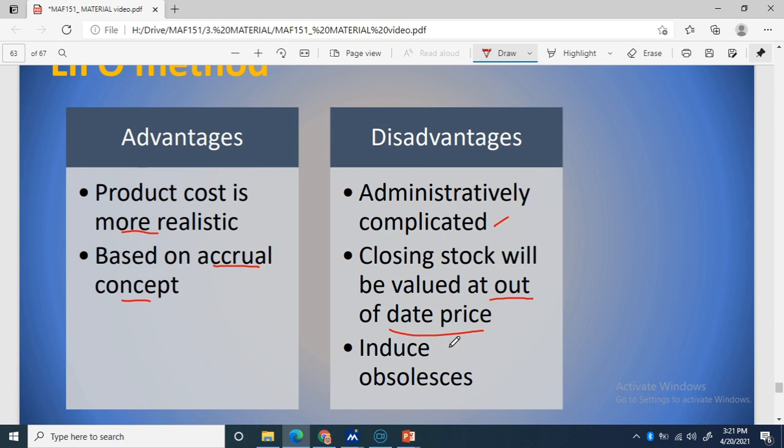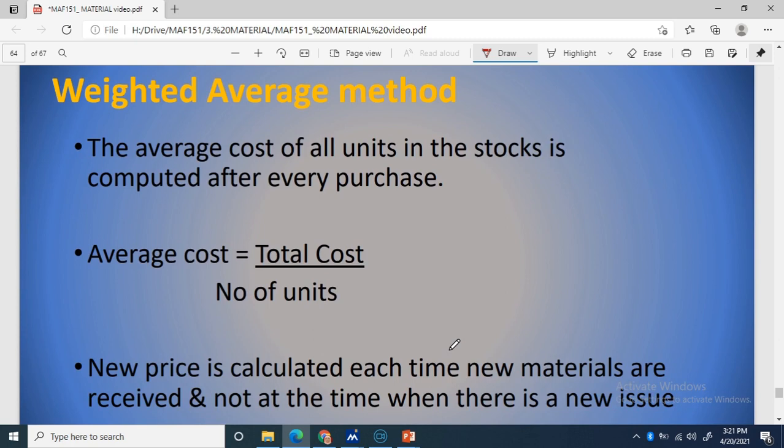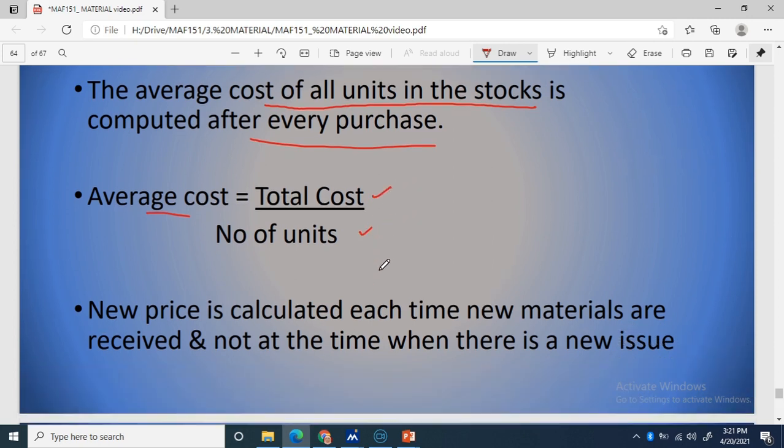Induced obsolescence. Okay, the third method will be the weighted average method. The weighted average method is where the average cost of all units in the stock is computed after every purchase. So when you have a purchase transaction, you have to calculate the average cost: the total cost divided by the number of units of material. The new price is calculated each time new materials are received and not at the time of a new issue. So just calculate at the time of receipt. At the time of issue, you use the price that you calculated before.